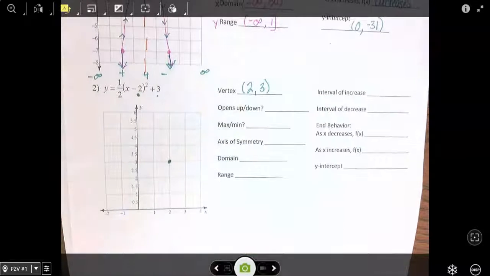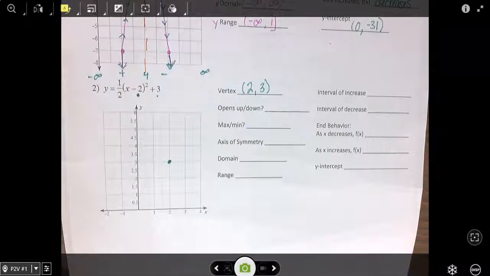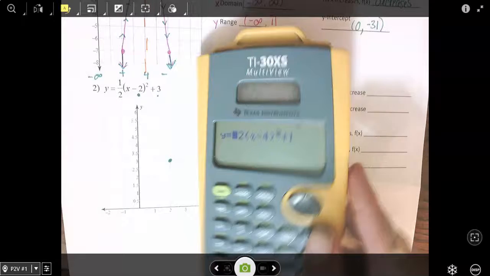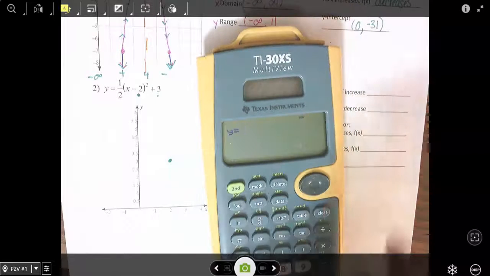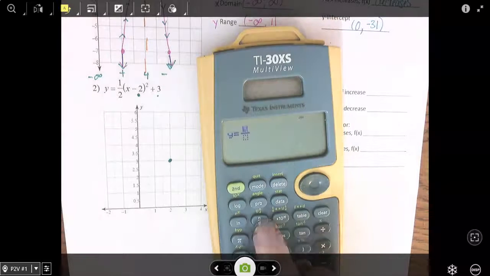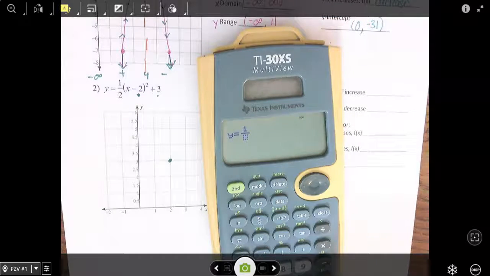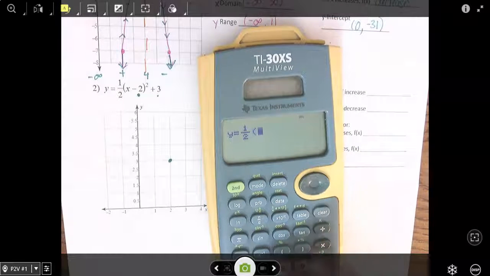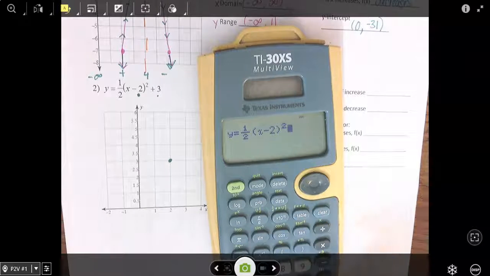Okay, so from here, let's go to your calculator, go to your table, clear out what you have in there, and then type in this problem. I use the fraction key: 1/2, parentheses x minus 2, parentheses squared, plus 3.